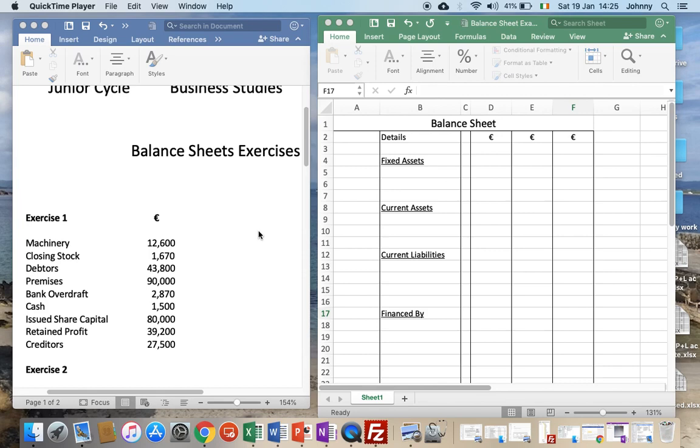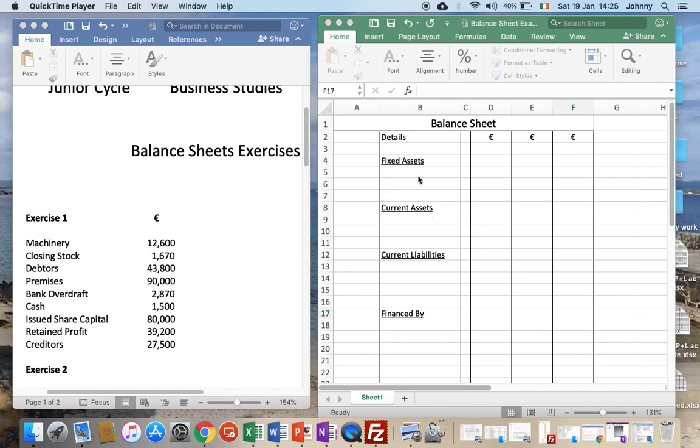Now on to the balance sheet. So the balance sheet is meant to tell us how much our business is worth and where the money came from to pay for it. So where did the finance of the business come from? So we have four headings that we need to deal with here.